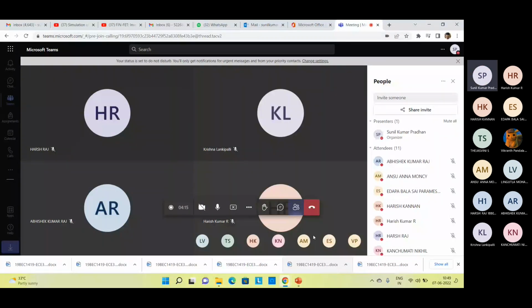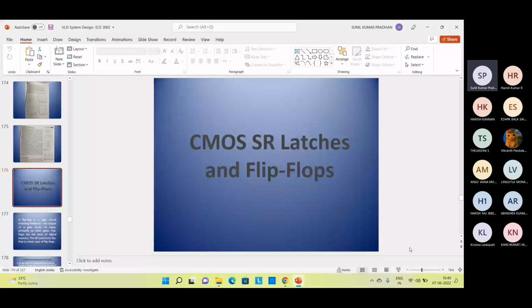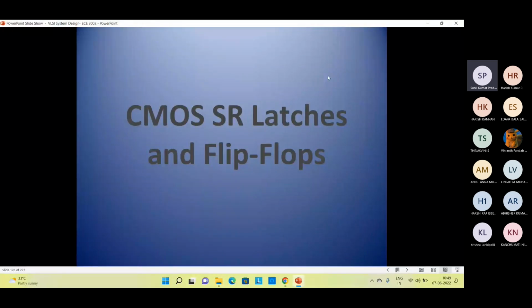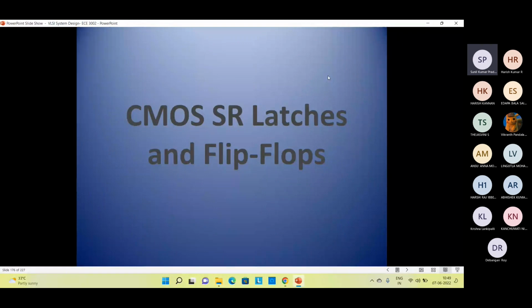Okay, with the continuation of our last class, we'll study some new contents as per the syllabus. This is on CMOS SR latches. SR means set and reset, and we generally call them CMOS SR latches and flip-flops.